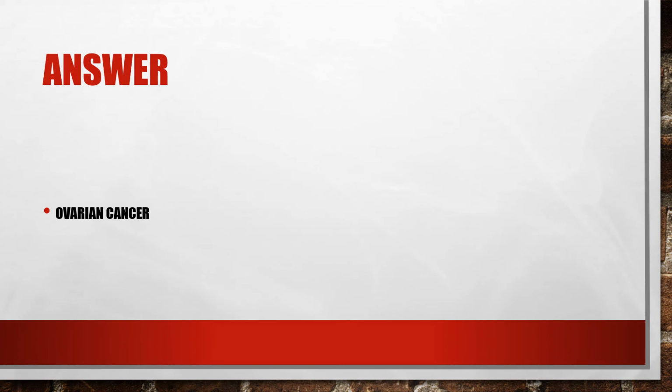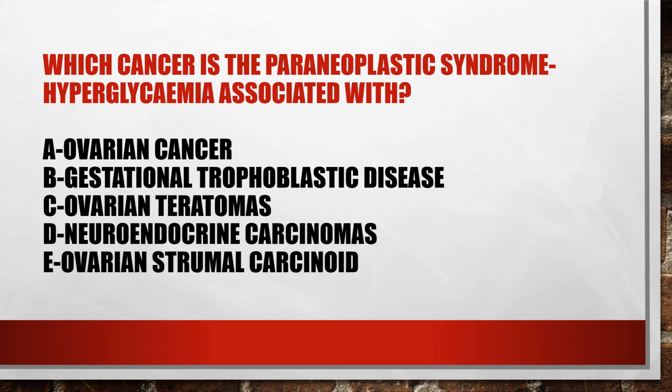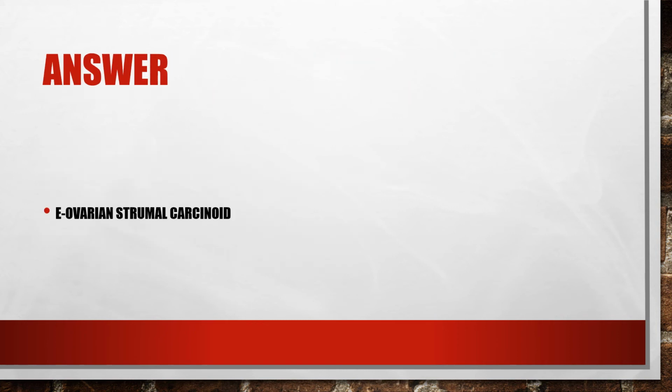Ovarian cancers. Which cancer is the paraneoplastic syndrome of hyperglycemia associated with? Is it ovarian cancer, gestational trophoblastic disease, ovarian teratomas, neuroendocrine carcinomas, or ovarian stromal carcinoid? And the answer is ovarian stromal carcinoid.